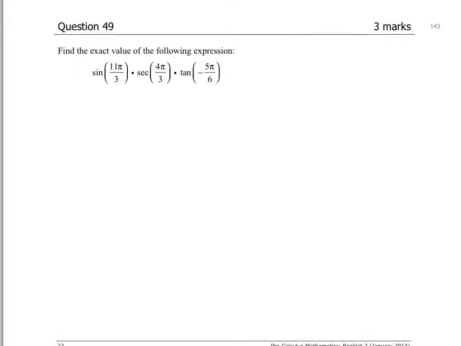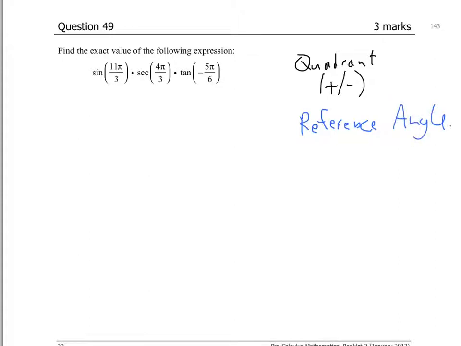The first thing that we want to be mindful of is what quadrant each of these angles is in, because the quadrant determines the sign as to whether something is positive or negative. The second thing that we want to take into account is the reference angle. The reference angle is very easy to find for each of these angles, and we will do that. The reason we use the reference angle is because the reference angle will help us get the ratio.